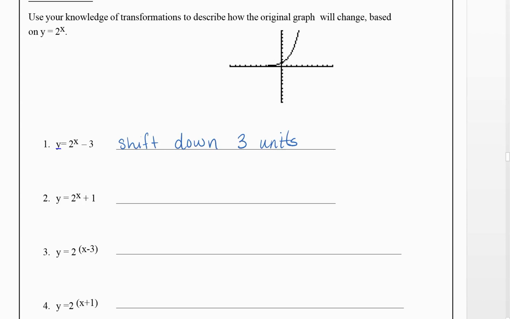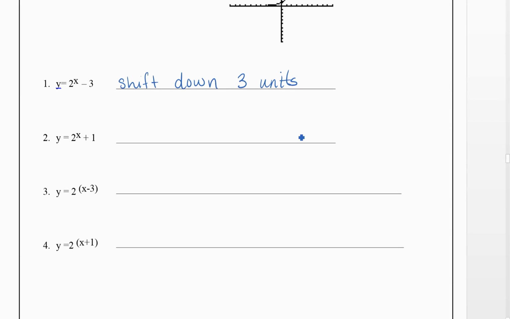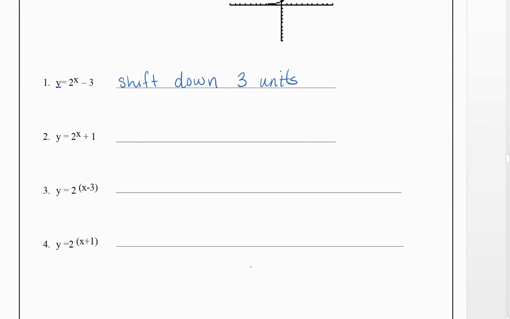What if we have y equals 2 to the x plus 1? We're adding 1 to the end. That's going to shift it up 1 unit.